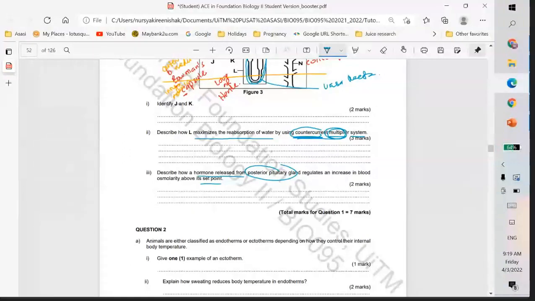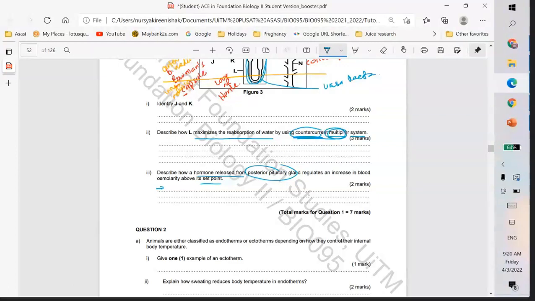Okay. The point that you mentioned, ada 2 point lah. Nampak macam dengan 2 point. Okay, tapi sebenarnya it is the same point, so you only get 1 mark. Okay, so point awak tadi apa? Making the collecting duct more permeable to water. Kenapa dia more permeable? Sebab due to more aquaporin. So it is basically the same point. Okay, so when more aquaporin is added to the collecting duct, it causes reabsorption of water to increase.